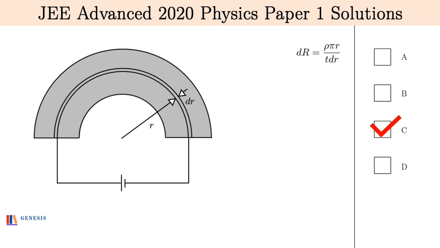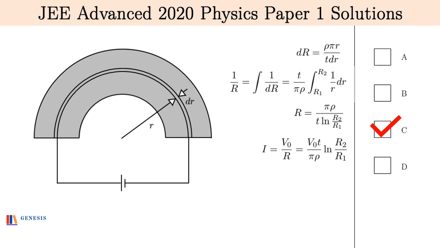And you can see all such elementary strips will be in parallel because the potential difference across them is V0. So the net resistance can be found by 1 by R is equal to integral of 1 by dR. And simplifying this, we get R is equal to pi rho by T ln r2 by r1. And therefore we get the current through the strip as I is equal to V0 by R. This implies that A is correct.